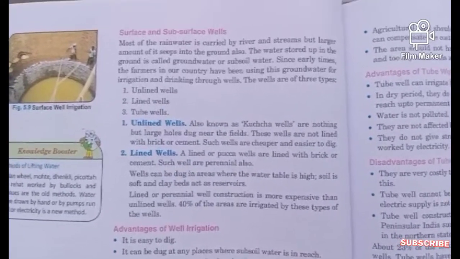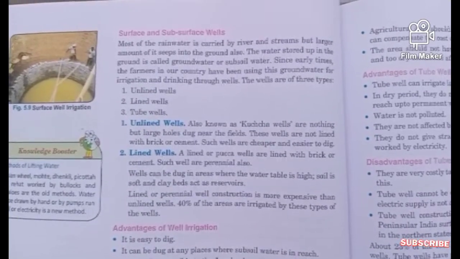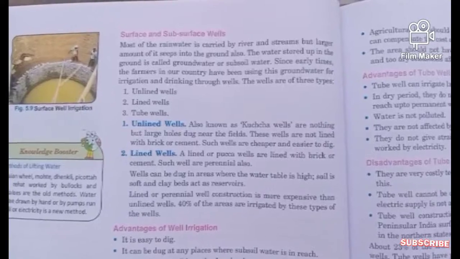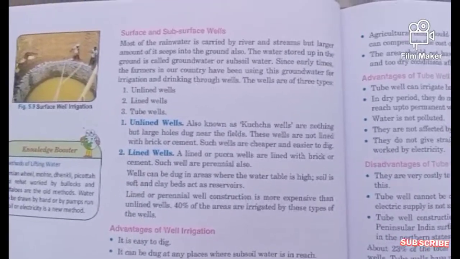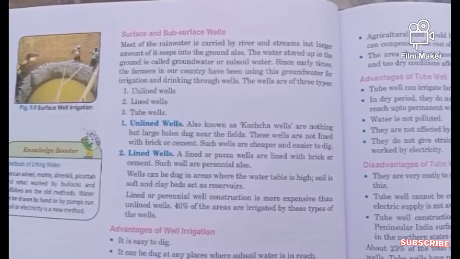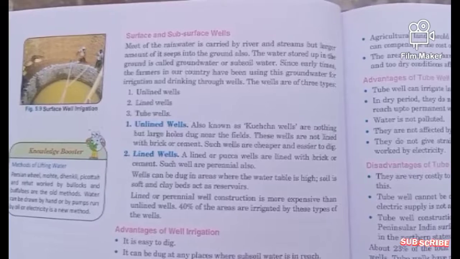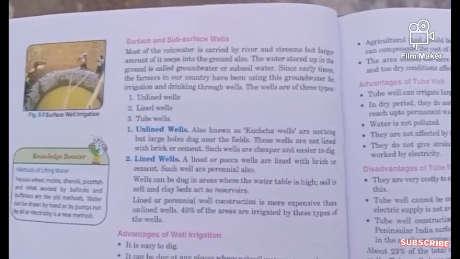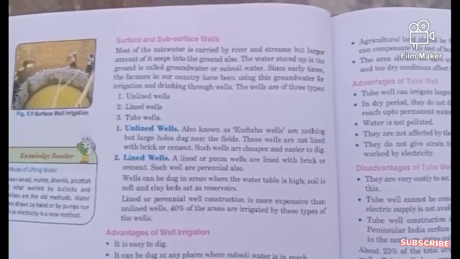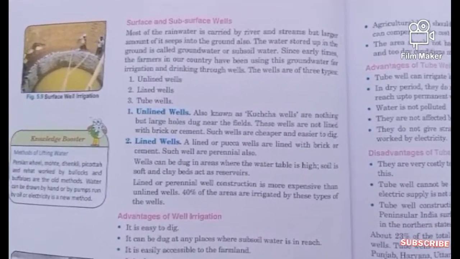Unlined wells. Unlined wells are called kacha wells, meaning not constructed. And these are only large holes dug parallel to the fields. Okay, and these are not lined ones. Lined in the sense they are not bordered or built with bricks or cement. And these are very cheap and easier to dig, because at the sub level or the surface level we do have the water, and there is not a lot of construction work done.